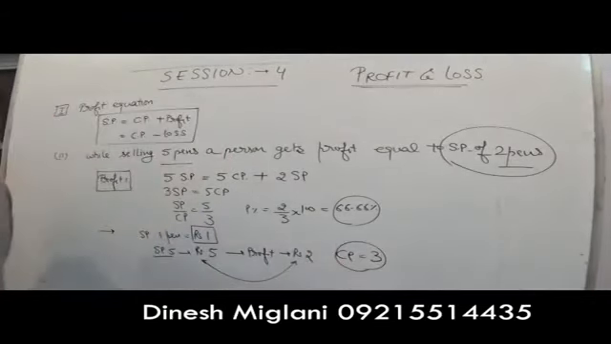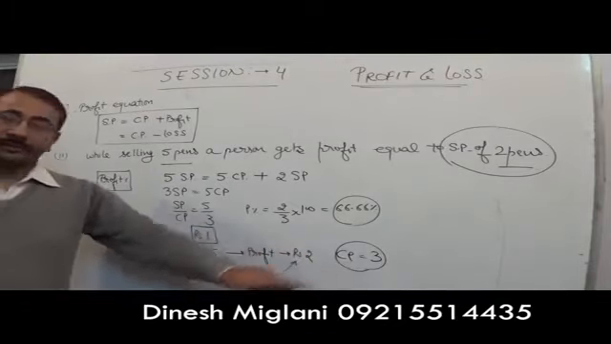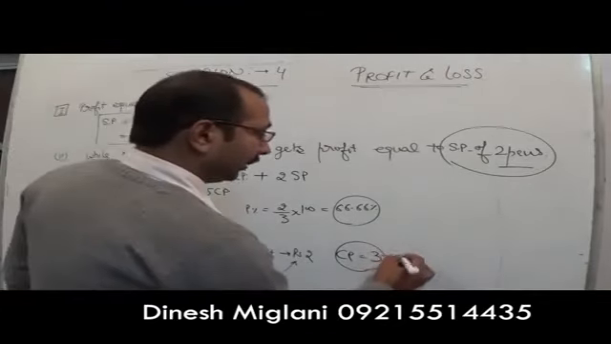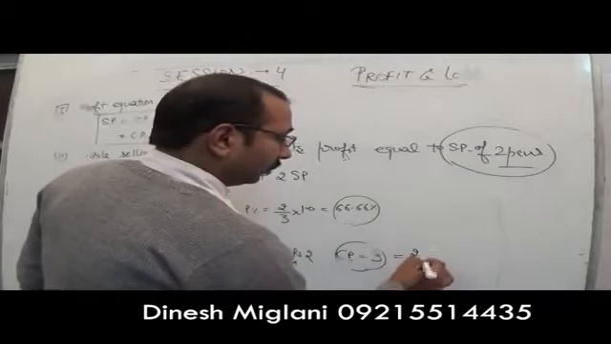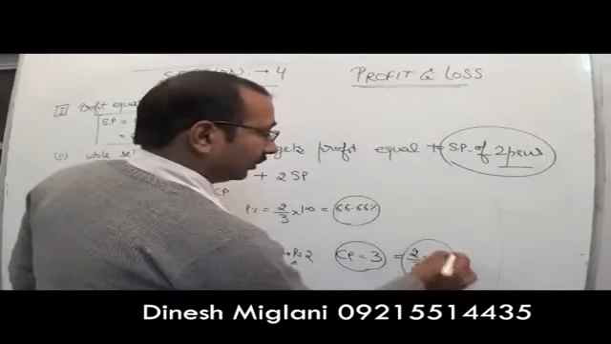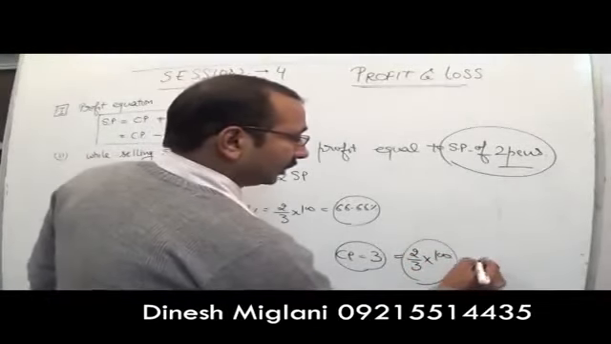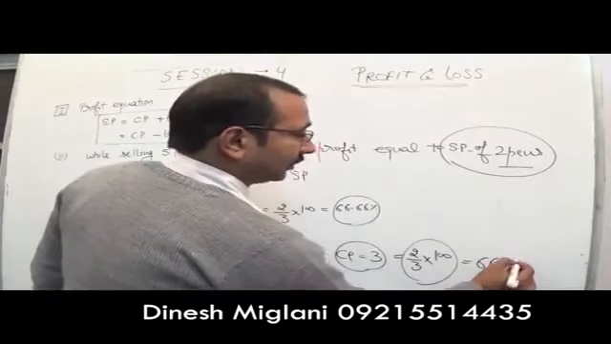Now I can easily make a comparison. Profit is 2 and CP is 3. My profit percentage will be 2 upon 3 into 100. Answer is equal to 66.66% profit.